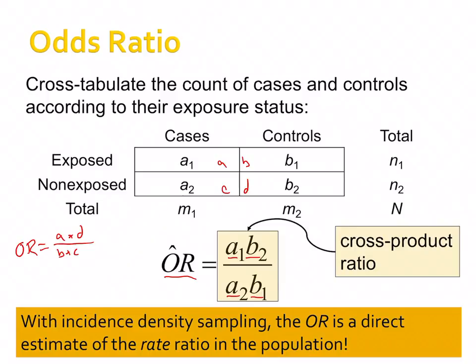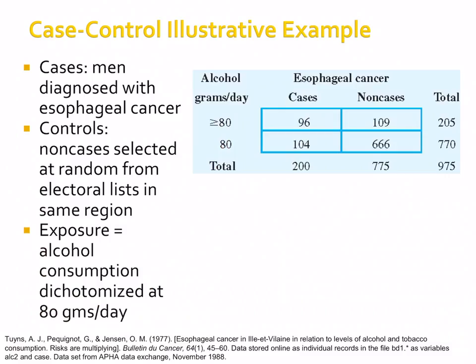And so you have here A1, here's your cross product ratio, right? This is exactly what we're doing with incidence density sampling, where the odds ratio is a direct estimate of the rate ratio in the population.